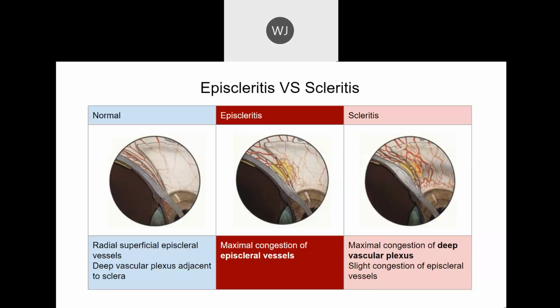As you can see, there are 3 layers of vessels: superficial, intermediate, and deep layer of vessels inside the sclera. So basically, in episcleritis, the maximum congestion will be at the superficial layer, whereas for scleritis, the maximal congestion of blood will happen at the deep vascular plexus. Right, next.